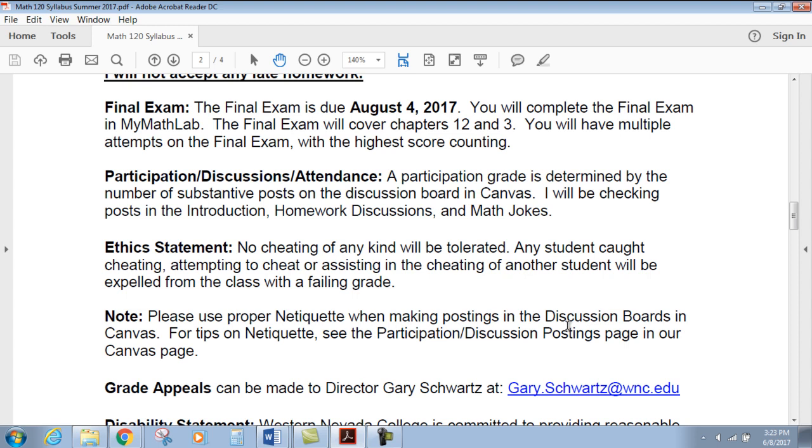Ethics statement: no cheating of any kind will be tolerated. Any student caught cheating, attempting to cheat, or assisting in the cheating of another student will be expelled from the class with a failing grade. That would be an F. Note, please use proper netiquette when making postings in the discussion boards in Canvas. For tips on netiquette, please see the participation discussion postings page on our Canvas page.